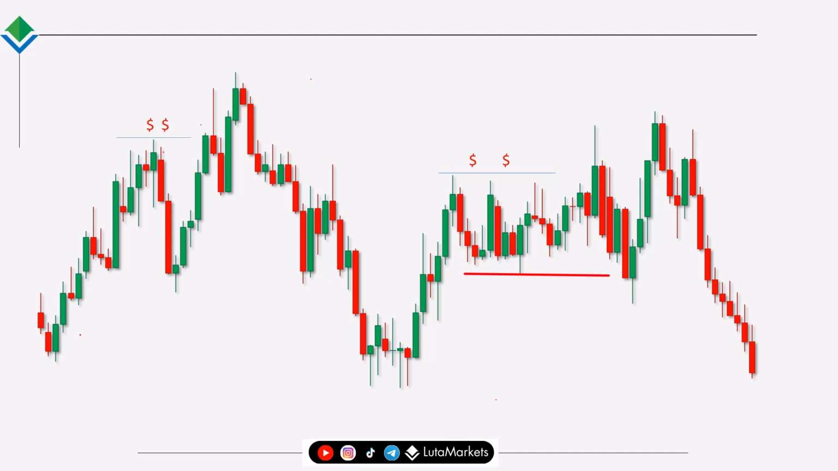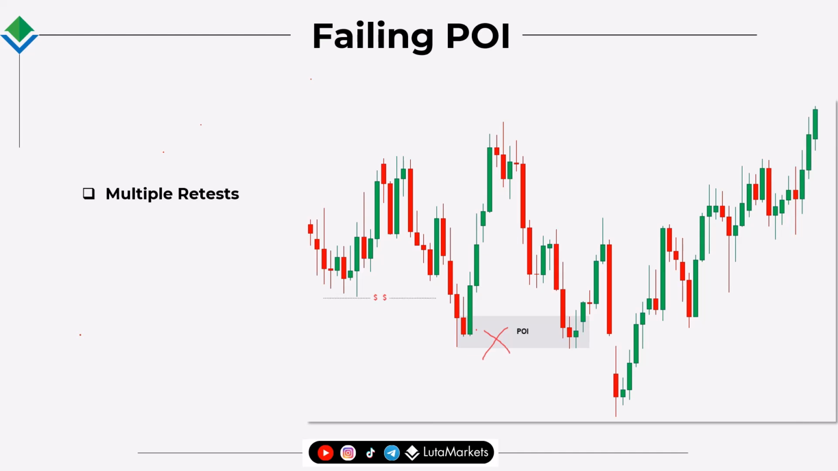Not all points of interest hold strong. Here are three critical signs that a POI might fail. Multiple retests. If price keeps returning to an order block or another POI and each reaction becomes weaker, it's a sign that liquidity at the level is being absorbed. This makes it more likely that the POI will eventually break.